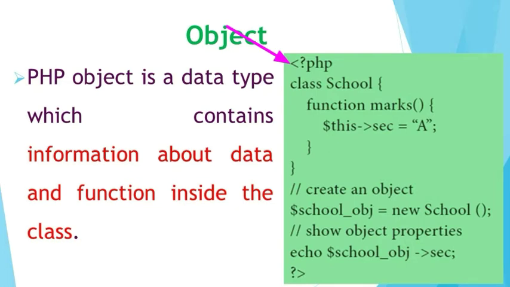This is the opening tag, this is the closing tag. One class name is created, that is school. Within the class, the object is created. See here, school object. And one function is defined, new school. Here also one function is given, that is function marks. Within that, section is equal to A is given. So here, when you print this school object, object is equal to section, then you will get the output A.